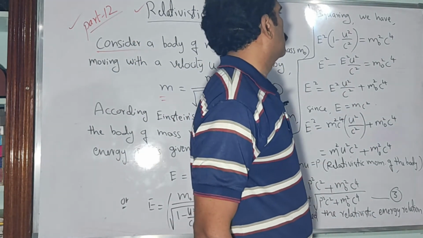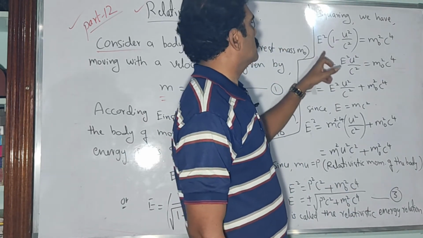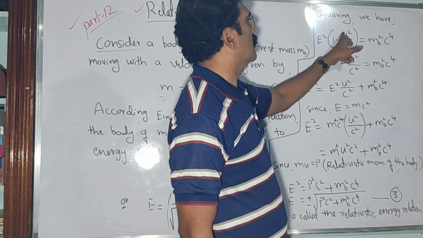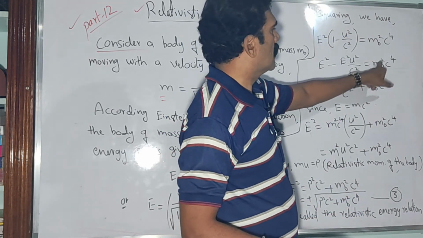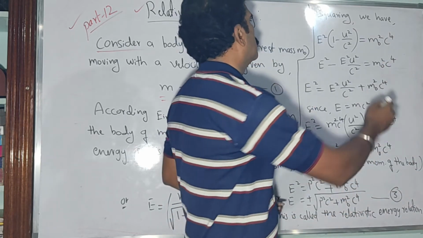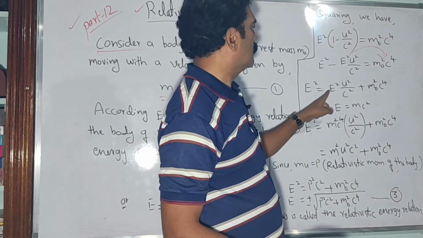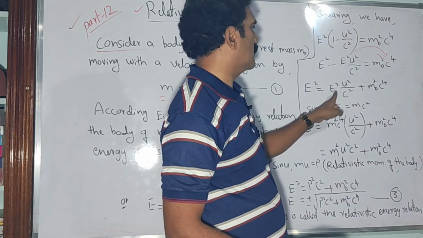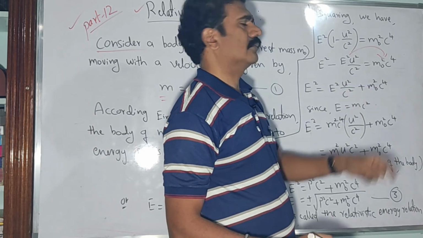Then just multiply by E square. The next step is E square minus E square u square by c square, correct? Then the right hand side is as it is, m naught square into c to the power of 4 only. Now you take this term to the right hand side. Then E square is equal to, this minus becomes plus here, E square into u square by c square plus m naught square c to the power of 4.